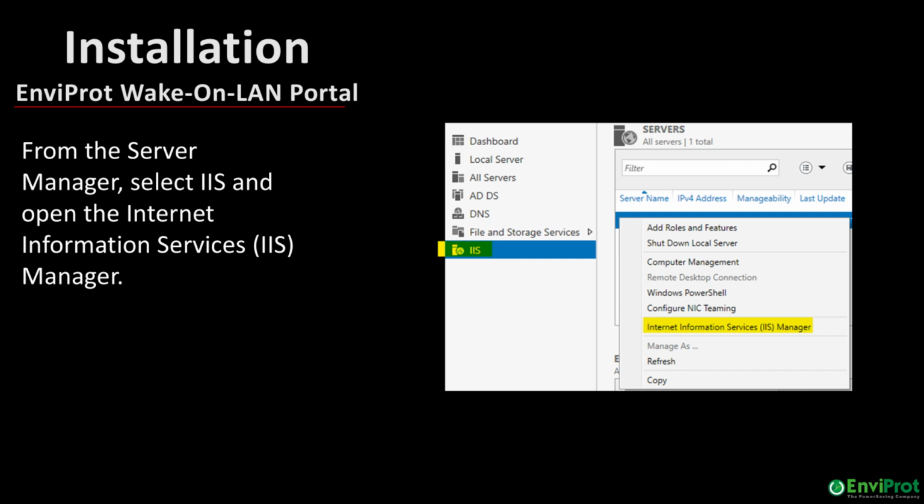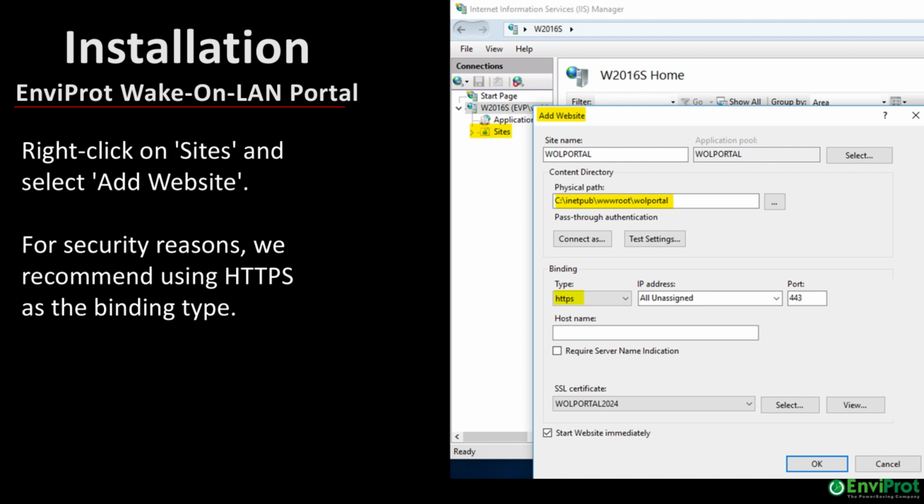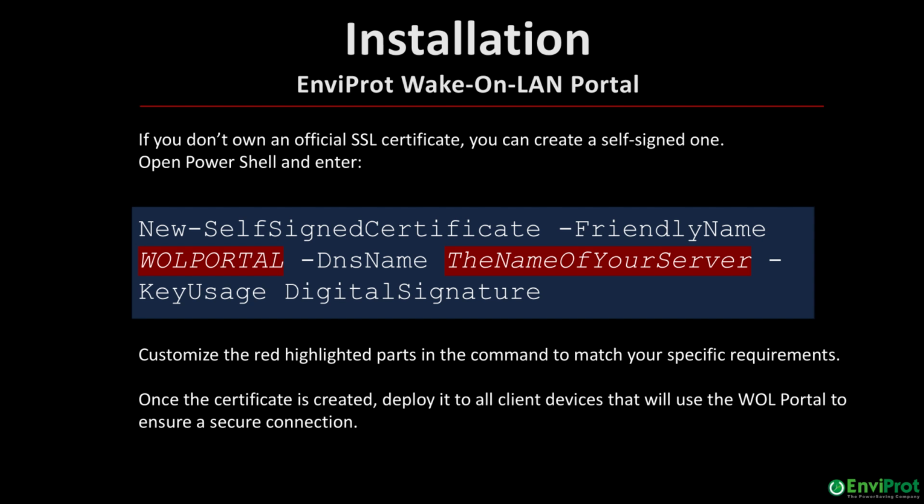From the Server Manager, select IIS and open the Internet Information Services Manager. Navigate to Sites, right-click, and select Add Website. For the physical path, select the directory where you unzipped the portal package after downloading. Enter the remaining details according to your preferences. For security reasons, we recommend using HTTPS as the binding type. For HTTPS, an SSL certificate is required.